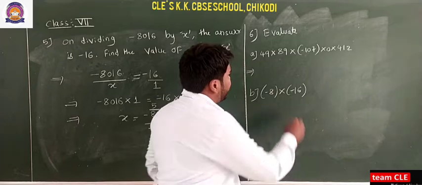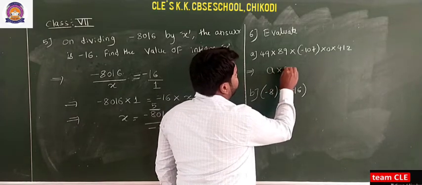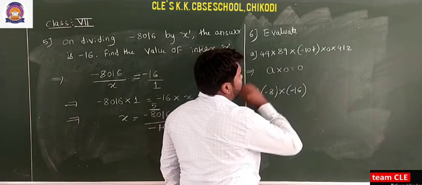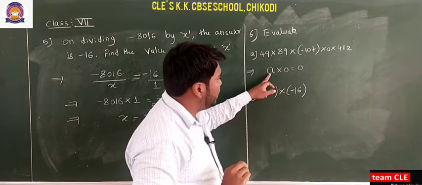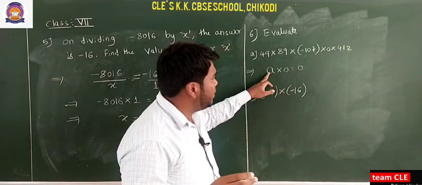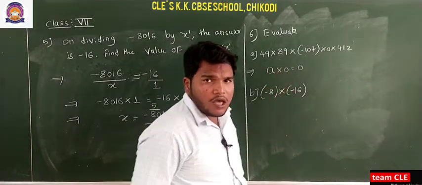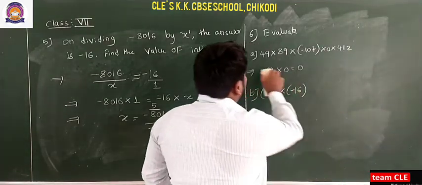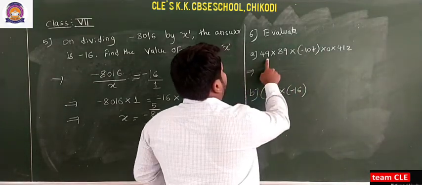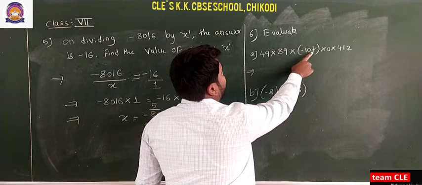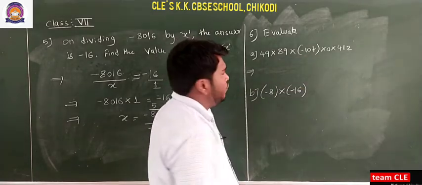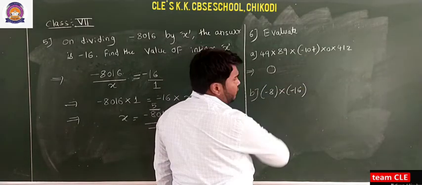You know that anything into 0 is always 0. Anything means here you can choose any alphabet. Anything into 0, the answer is always 0. Means here if you multiply 49 into 89 into minus 107 into 0 into 412, you will get 0 only.